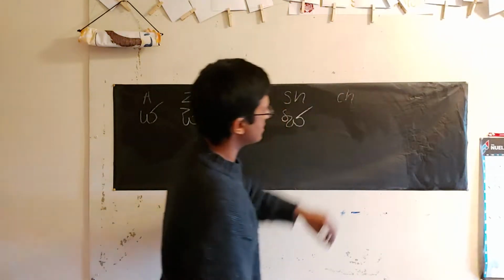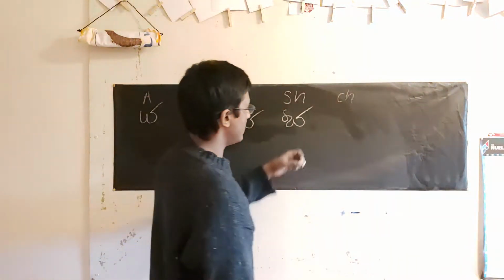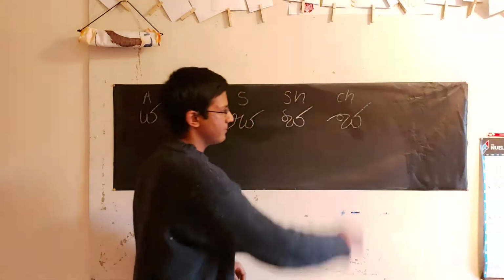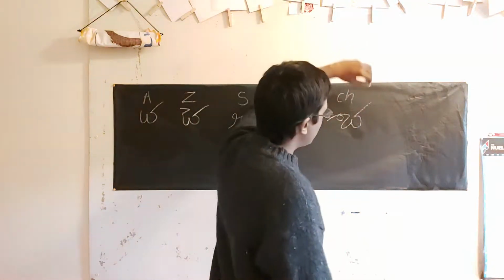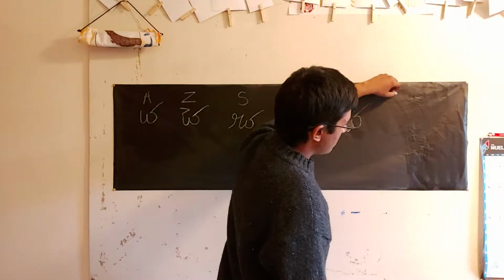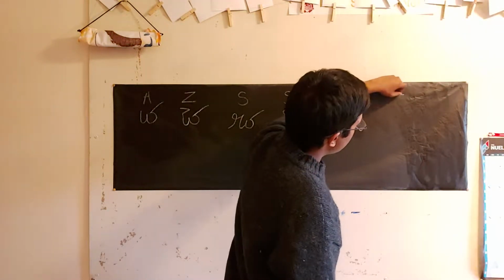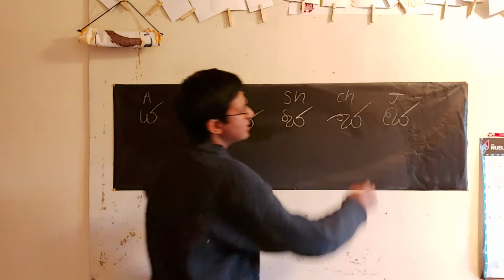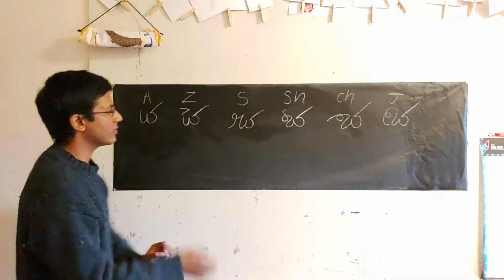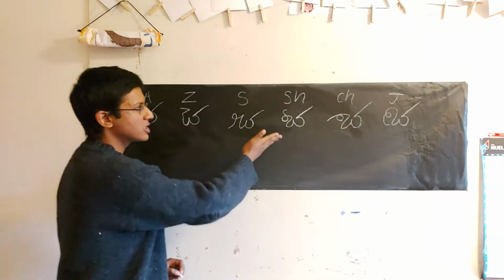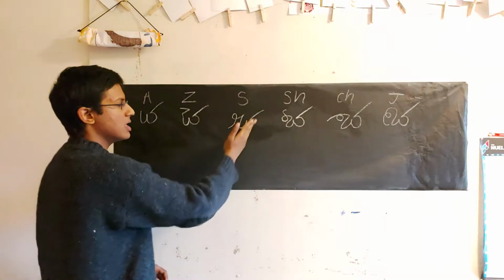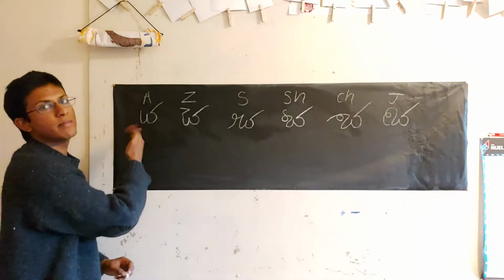CH is written as Cha. And then J is written as Ja. So we've got Za, Sa, Sha, Cha, Ja, Ja, Cha, Sha, Sa, Za.